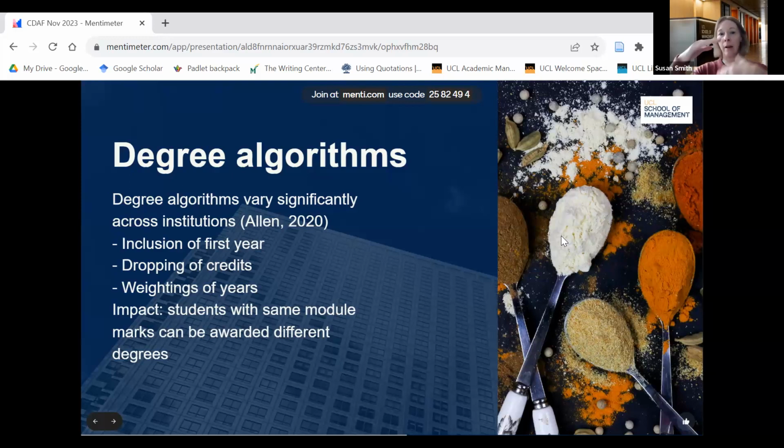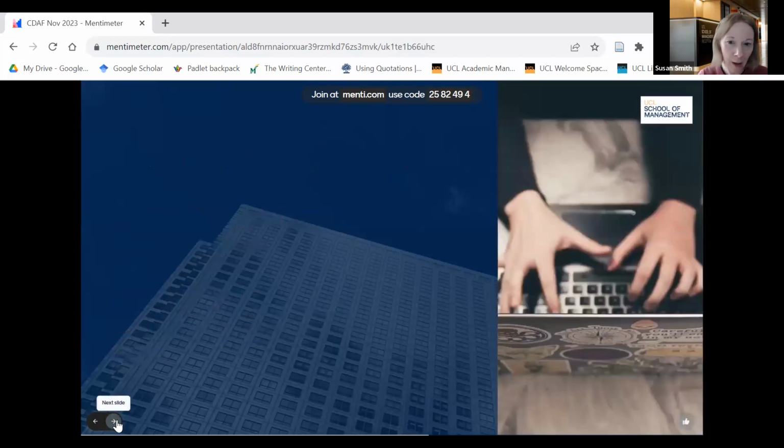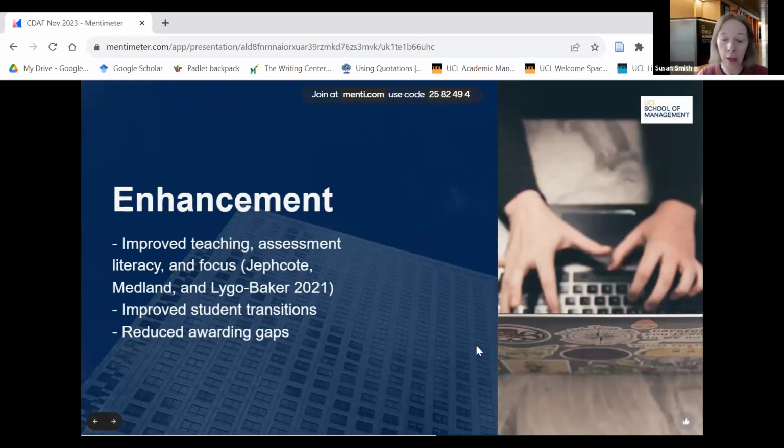Because I think there's a layering that's going on as all these things are combined into the final degree outcome. So the next thing I'd like to touch on is enhancement activity. We have to believe that at some point, some of the work that we've been doing around improving our teaching, our assessment literacy, the focus of our students is contributing to improved performance.